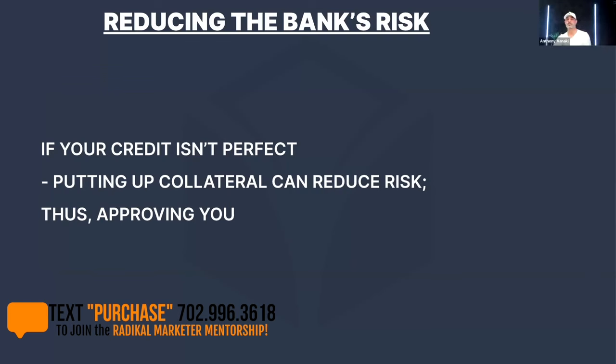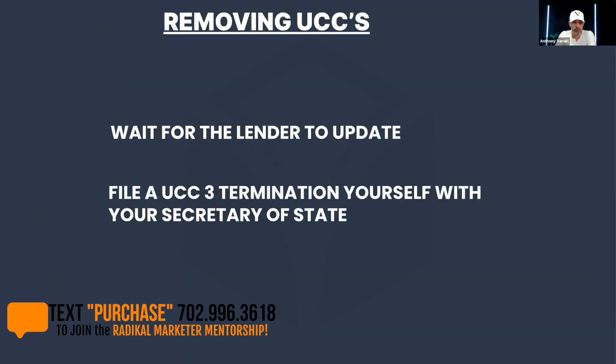So, reducing the bank's risk, right? If your credit isn't perfect, putting up collateral can reduce the risk. That's approving you. So if you had some boo-boos on your personal credit, but you have real estate or anything that you want to pledge, it can give some security to that lender. It's really about looking at the whole picture of what you're looking for and what you're going to do with it. But if you are able to provide collateral, they'll go for it.